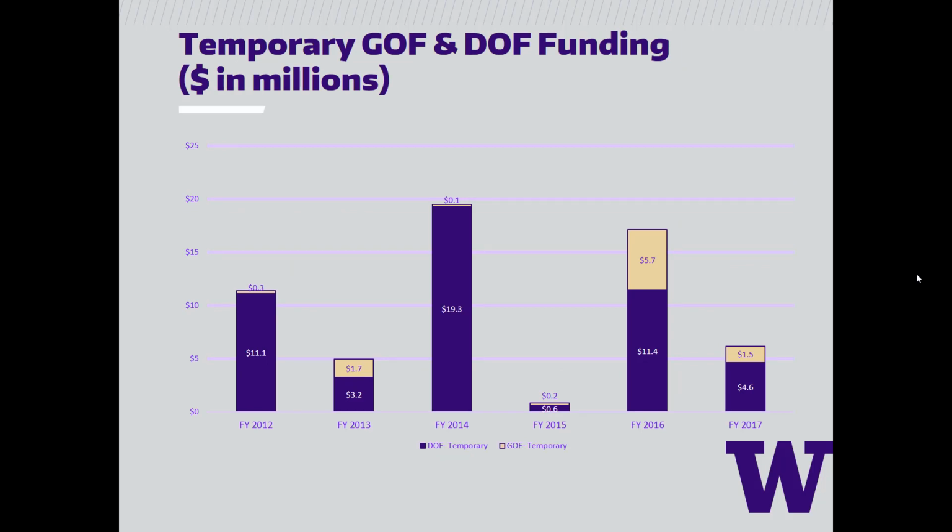This chart displays the temporary GOF and DOF funding allocated to the university. These numbers are in millions, the purple bar being DOF temporary, with the white or yellow bar being GOF temporary dollars. And these dollars come back to the university every biennium, so it is not unusual to see a spike in the beginning of the biennium, like you see in fiscal 12, fiscal 14, and fiscal 16. And that money can be utilized across the entire biennium, not just in a single fiscal year.